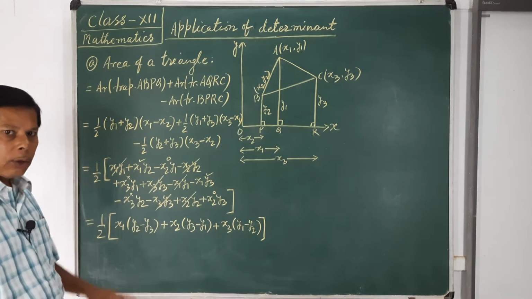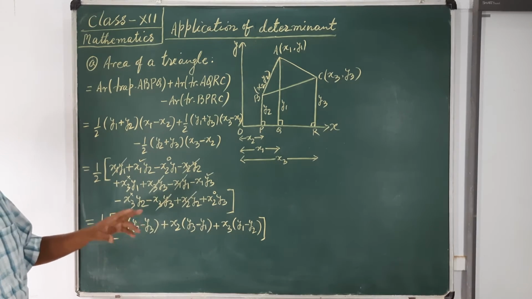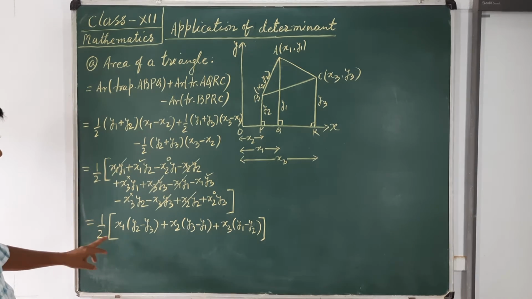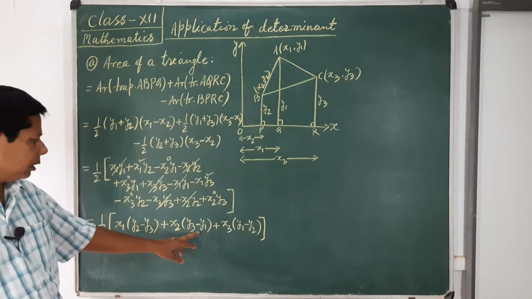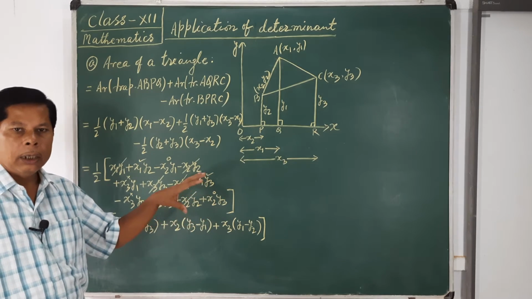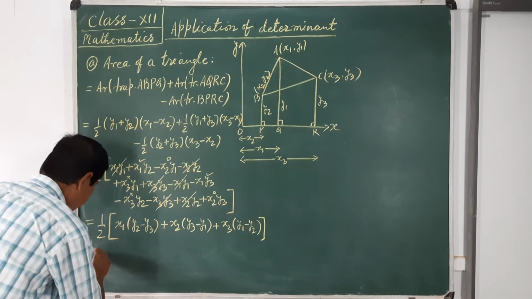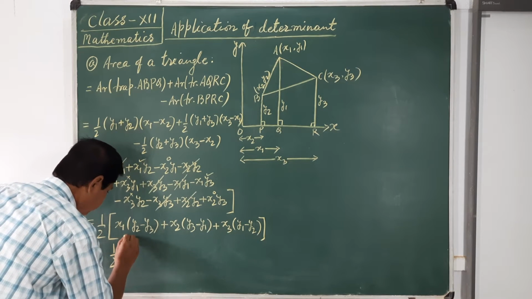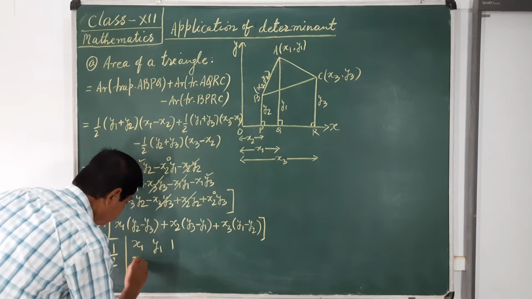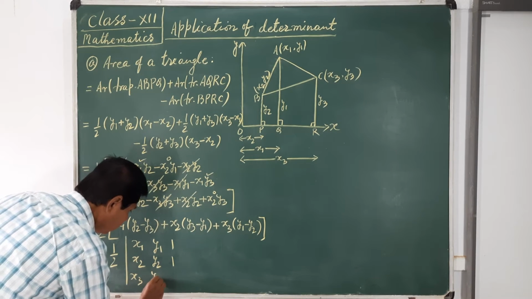In class 10 coordinate geometry, just recall, we have used several times how to find the area of a triangle in terms of the coordinates. We have used this formula: half into x1 (y2 minus y3) plus x2 (y3 minus y1) plus x3 (y1 minus y2). This is actually the derivation in coordinate geometry, and this can be written using the determinant as half, with rows x1 y1 1, x2 y2 1, x3 y3 1.